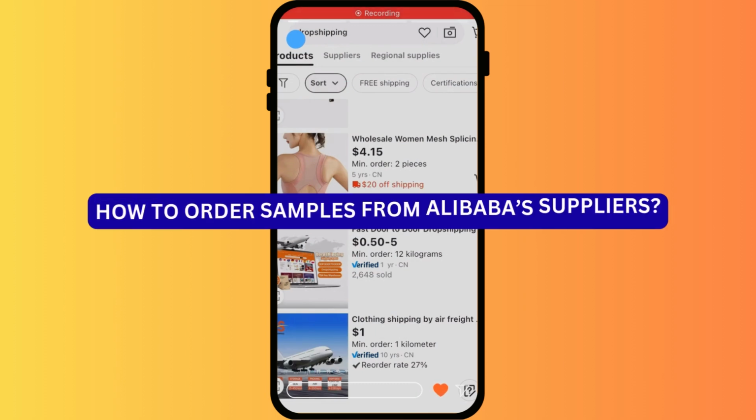How to order samples from Alibaba suppliers. Want to check a product's quality before you buy? This guide shows you how to order samples from Alibaba suppliers so you can buy with confidence.